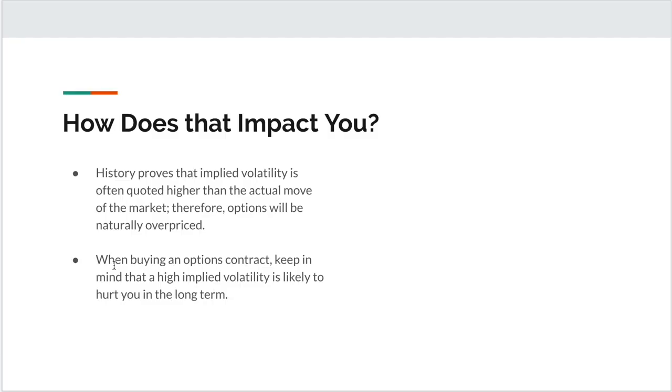Also, I've already just talked about this. When buying an options contract, keep in mind that a high implied volatility can likely hurt you in the long term. So high implied volatility on a stock that's usually not high in implied volatility can definitely hurt your profits.